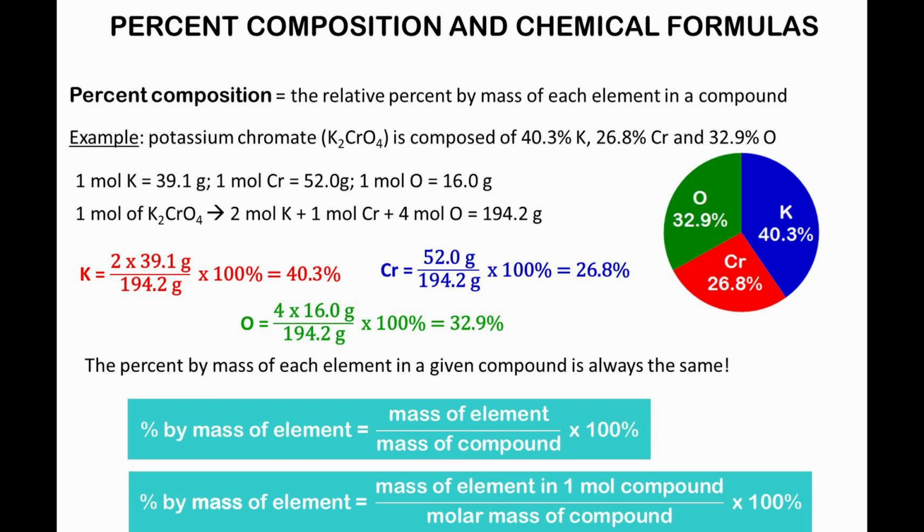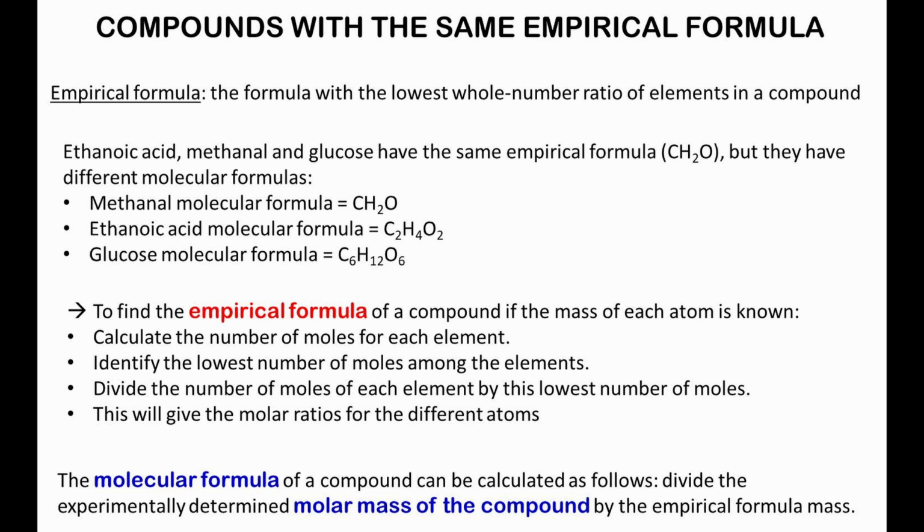It should be noted that the percent by mass of each element in a given compound is always the same. The equations below are useful to determine the percent by mass of an element in a compound. In chemistry, an empirical formula represents the simplest whole number ratio of atoms present in a compound, essentially showing the relative proportions of each element within a molecule, rather than the exact number of atoms in a single molecule. So, sometimes the empirical formula will be different from the molecular formula.